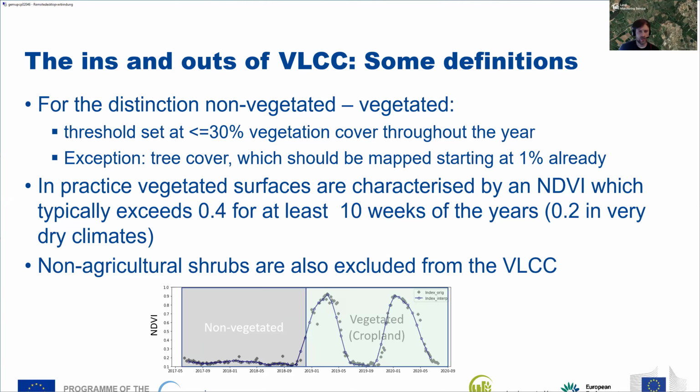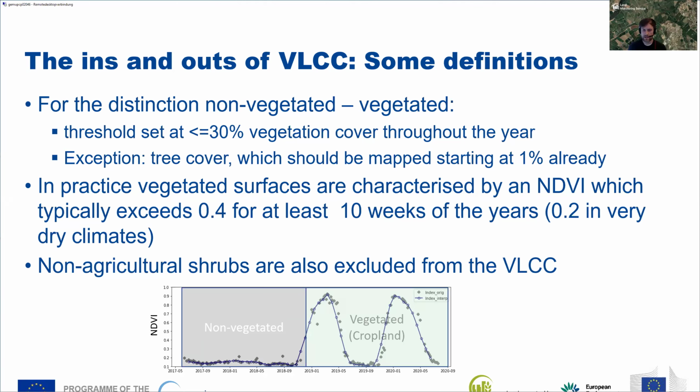This is also shown in this example below. Here you can see an example from Spain showing an NDVI profile from May 2017 until September 2020. In the first 2 years, from 2017 to 2018 until the beginning of 2019, there's barely any increase in NDVI values. So for those years, this area would be considered as non-vegetated.